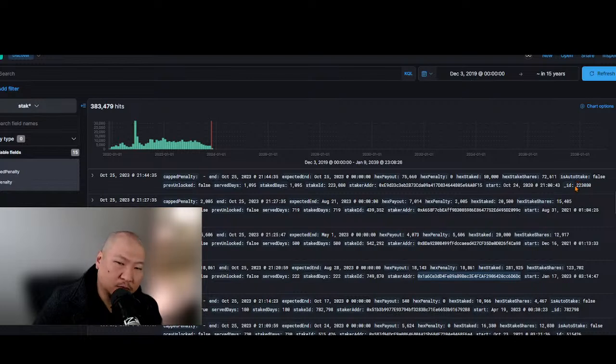So that's, I'm assuming, after the claim function, and it was auto staked. Serve days, there you go, etc. Now, I had a look and I scrolled down. There was one that had about 200.